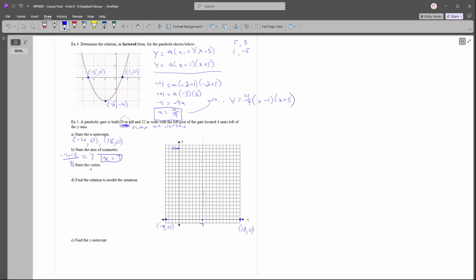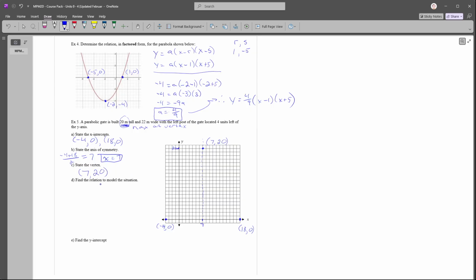State the vertex. Well, we know that it is located at x of 7, and then the y value. Now I don't have an equation, so I can't really do much else, but I do know from the problem that its maximum height is 20. So that means our vertex is right here at (7, 20). We have to read the problem.